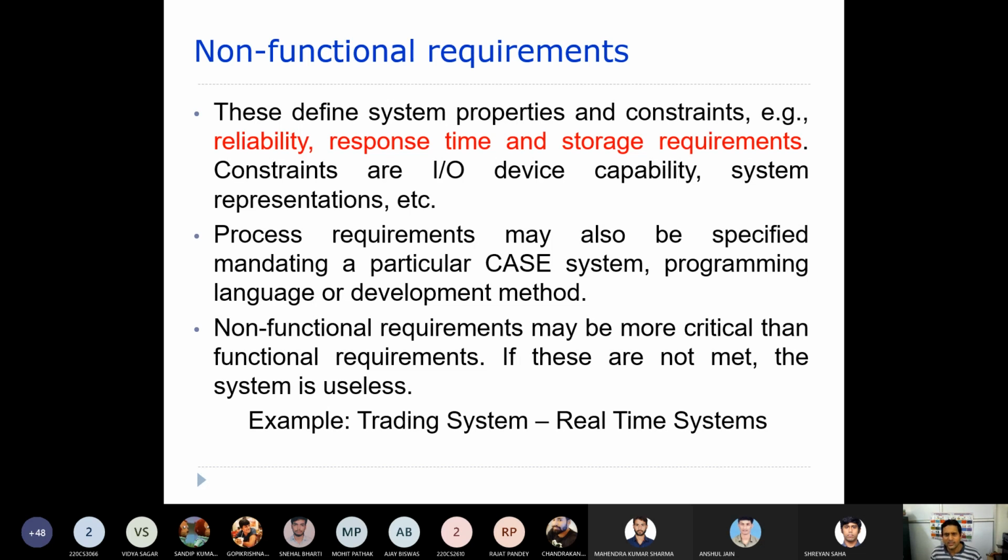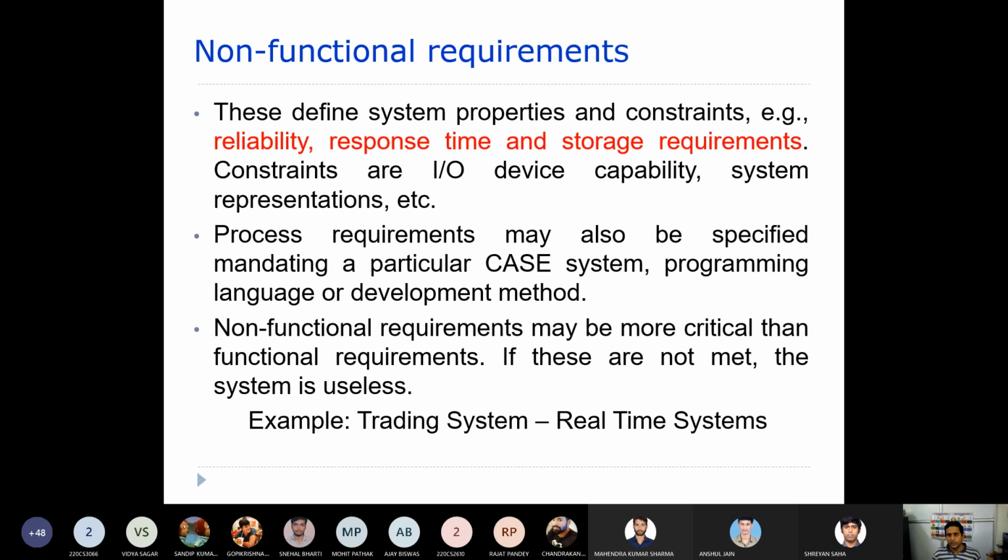The other thing is process requirements may also be specified, mandating a particular CASE system, programming language, or development method. So the other requirements related to process models may be specifying that you need to have this programming language, this sort of development methodology, and maybe you need to use some sort of CASE tool, right? Those things will also be under non-functional requirements, as I told you before. So anything other than the functional requirements can be classified under non-functional requirements.